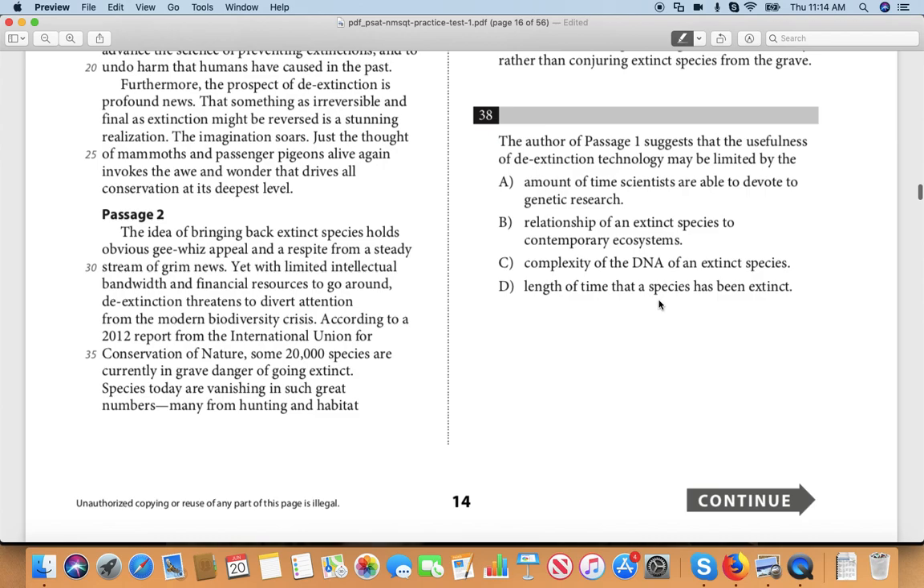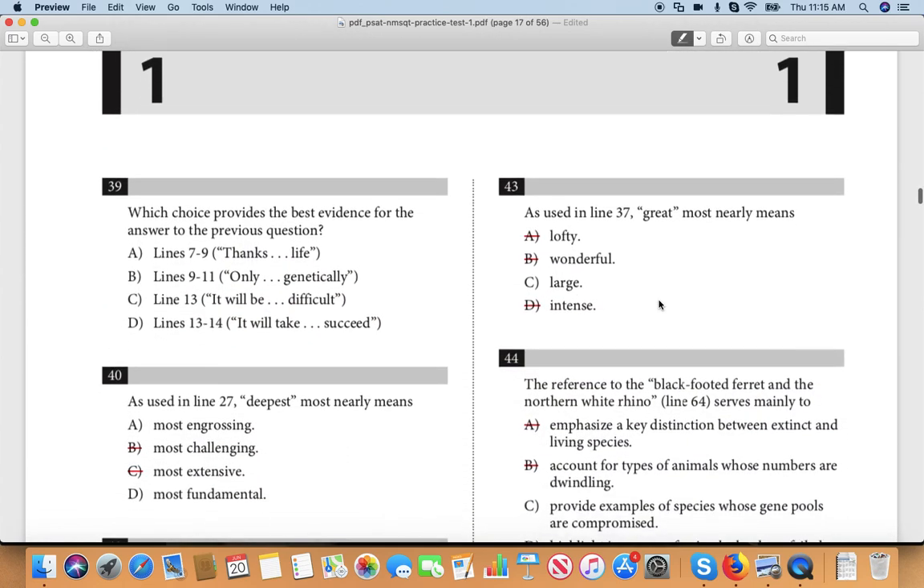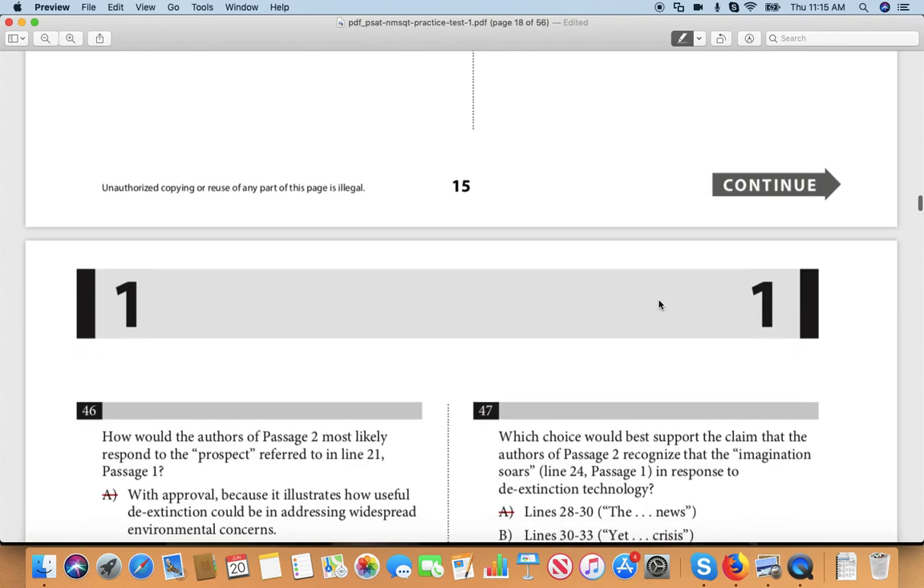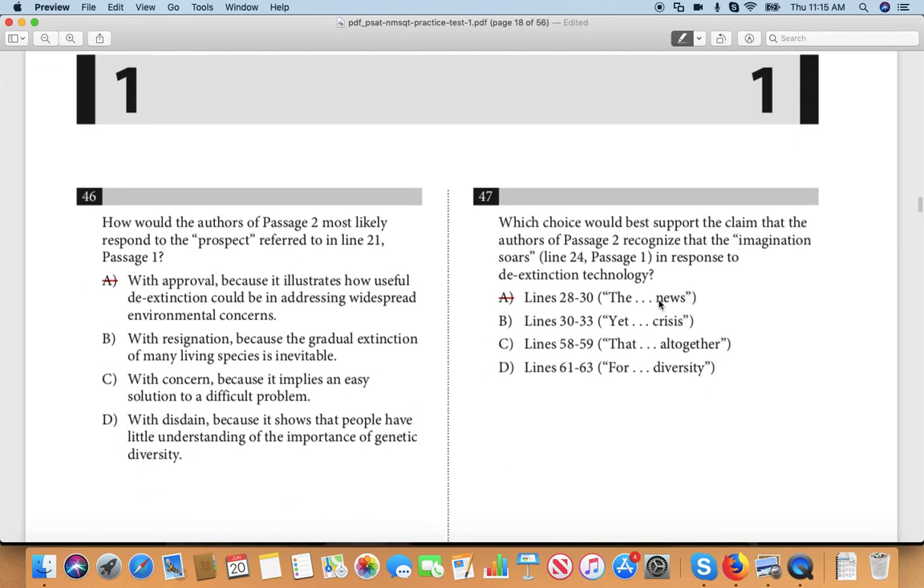Okay. Yet with limited intellectual bandwidth and financial resources to go around, de-extinction threatens to divert attention from the modern biodiversity crisis. What do you think about that? That one sounds like it's focusing on D. D or C? Yeah. D or C?